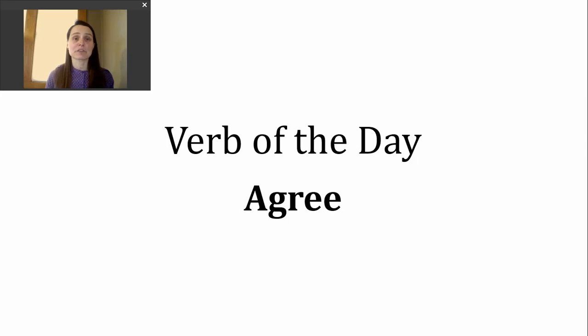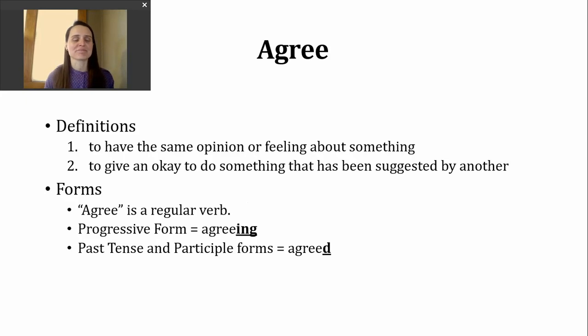Hi, it's time for another verb of the day. Today's verb is agree. Let's look at some definitions.